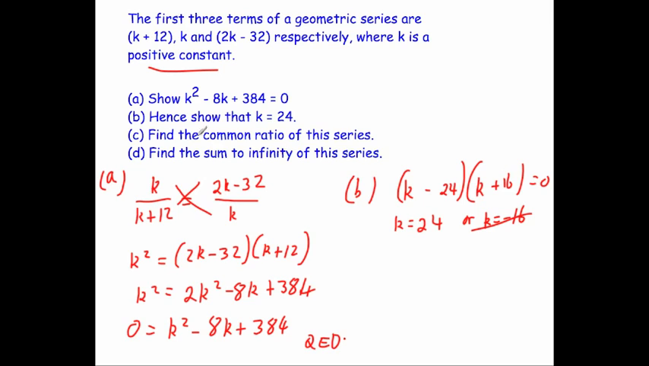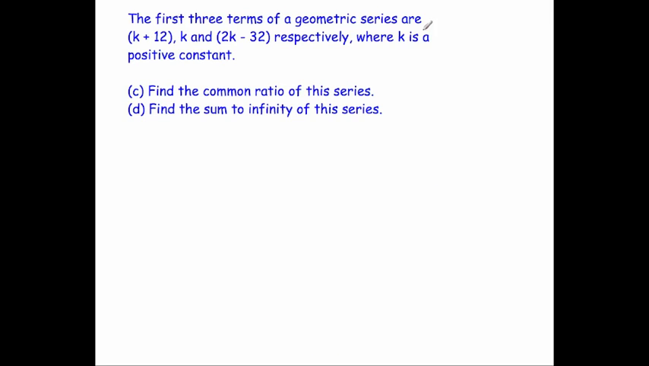Okay, let's then do part C. Part C says find the common ratio. So we know that k is equal to 24. Let's work out what each term is. So the first term is k plus 12. So k plus 12 is 24 plus 12. So the first term is 36. The second term is equal to k, and that's just 24. And the final term is 2k minus 32. Well, 2 times 24 is 48. Take away the 32 is 16. So we've got our first three terms of the series.